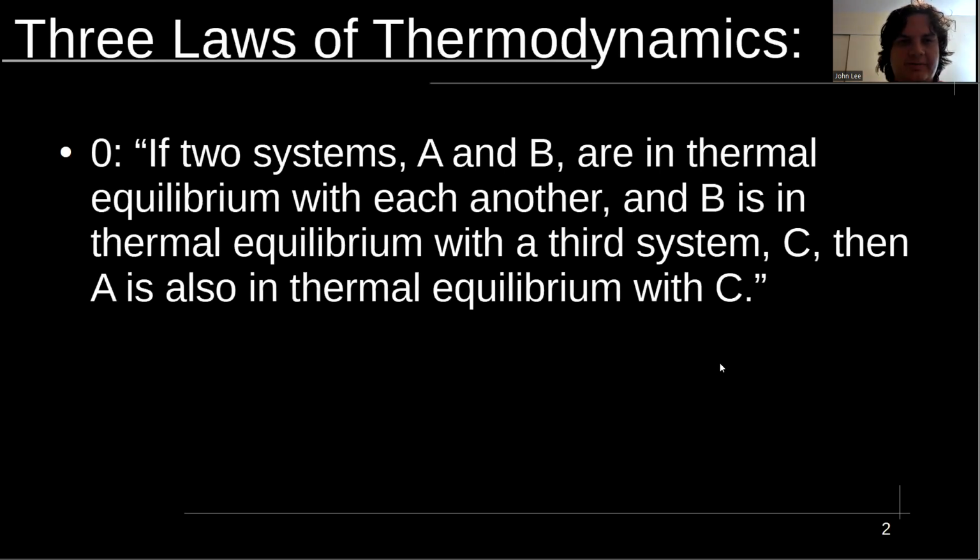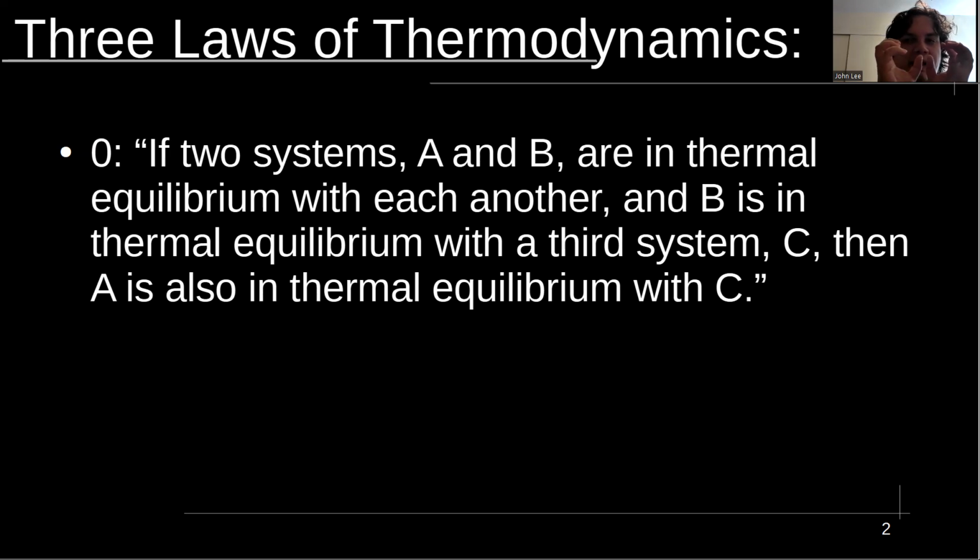So thermodynamics is based on three laws of thermodynamics, and the zeroth law, which was discovered after the first two, but was so obvious that it was added to be before the first two laws, was that if two systems A and B are in thermal equilibrium with each other, where thermal equilibrium means that they're at the same temperature, so that when you place them next to each other, they're not going to transfer any heat because they're at the same temperature.